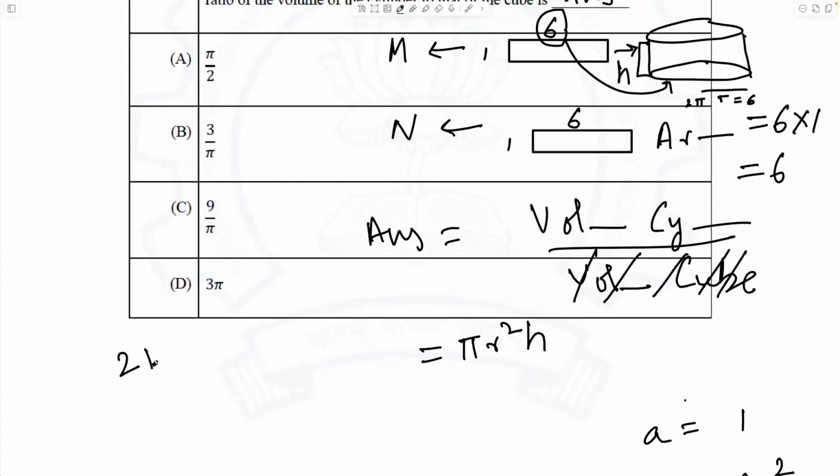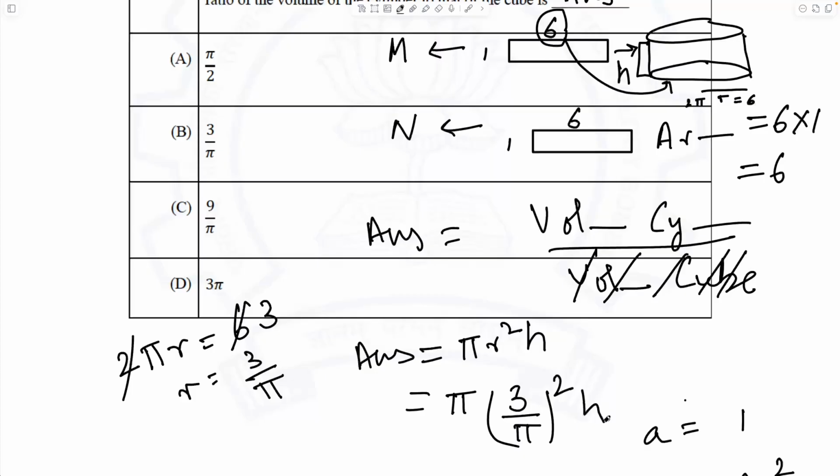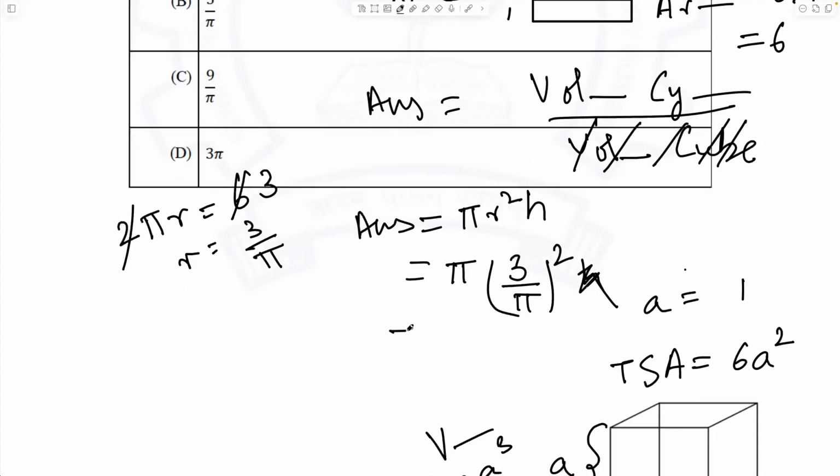So we have 2 pi r is equal to your 6. We cut it like this, we get this. r is equal to 3 by pi. Okay, now let's apply this result into this, and we're going to have our answer. That is going to be equal to pi times (3 by pi) whole square times h. h is basically equal to 1. We can cut that.